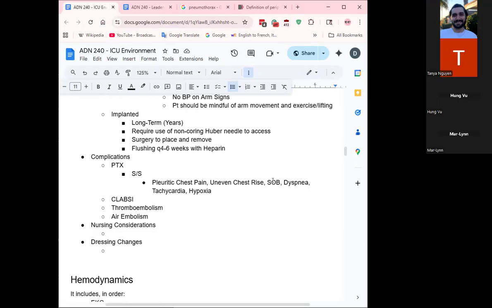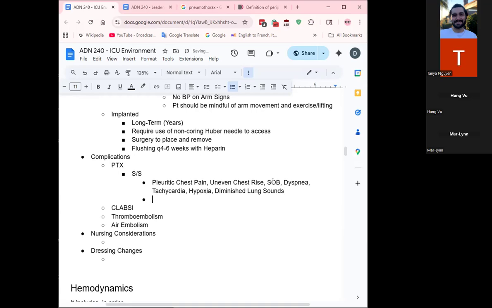What do you think their lung sounds will sound like? Diminished on the one side, exactly. So this is where you'll hear that diminished lung sound. Hopefully you got a baseline as well, so you can make the determination that it sounds less loud than before. If this person does have a pneumothorax, what are you doing?